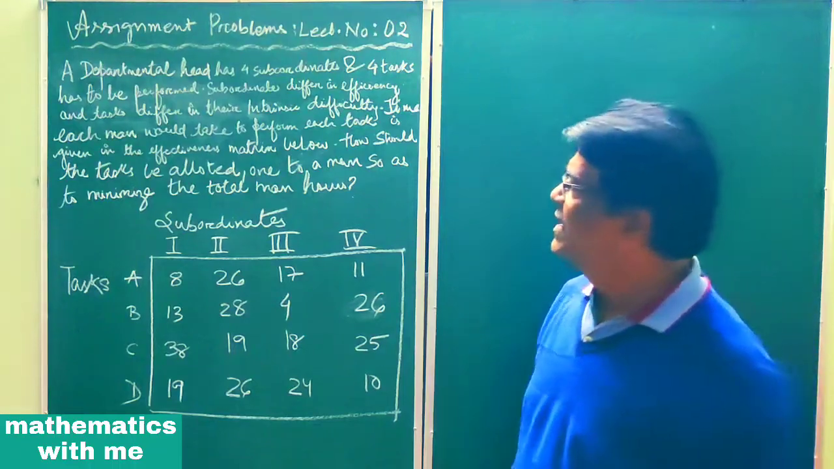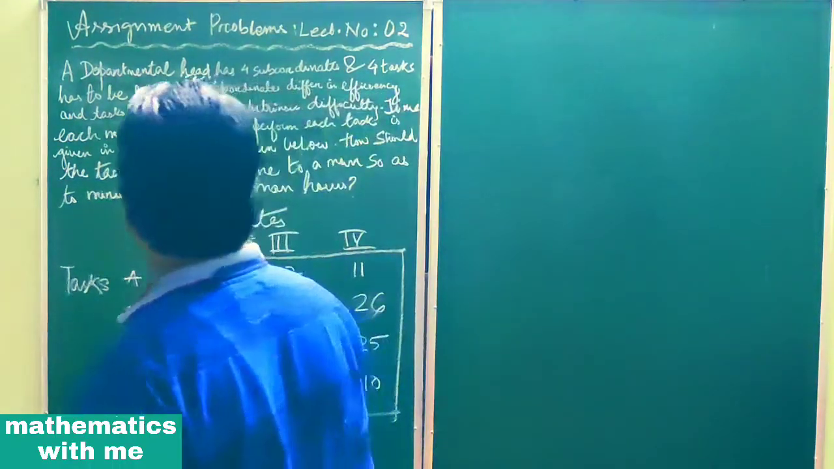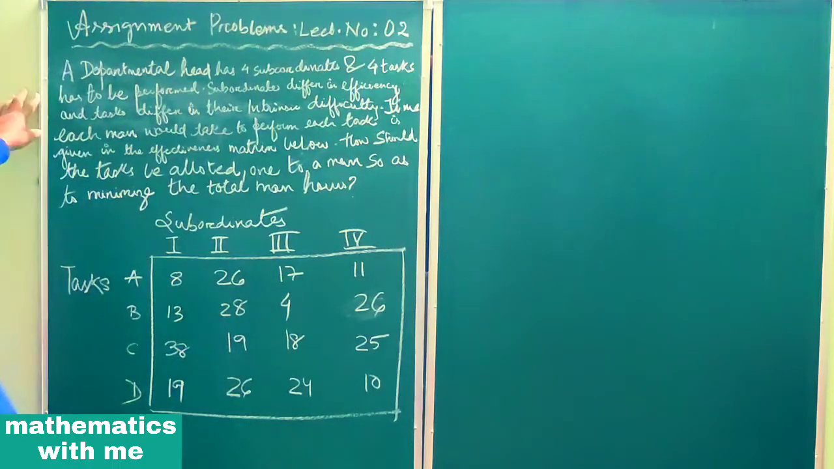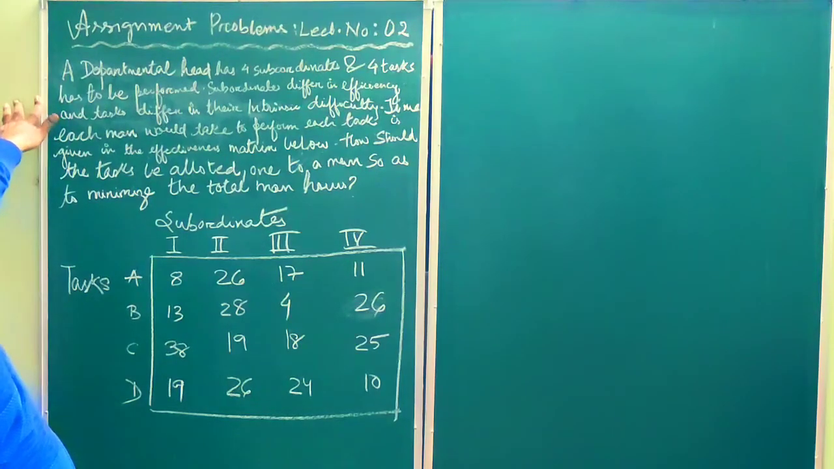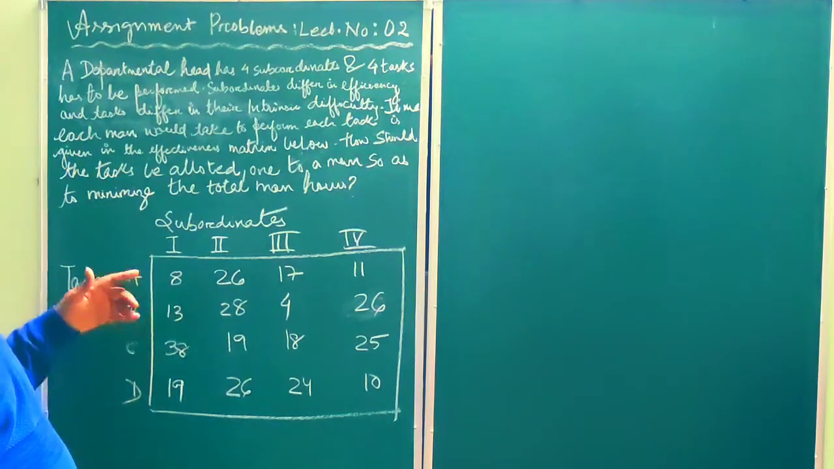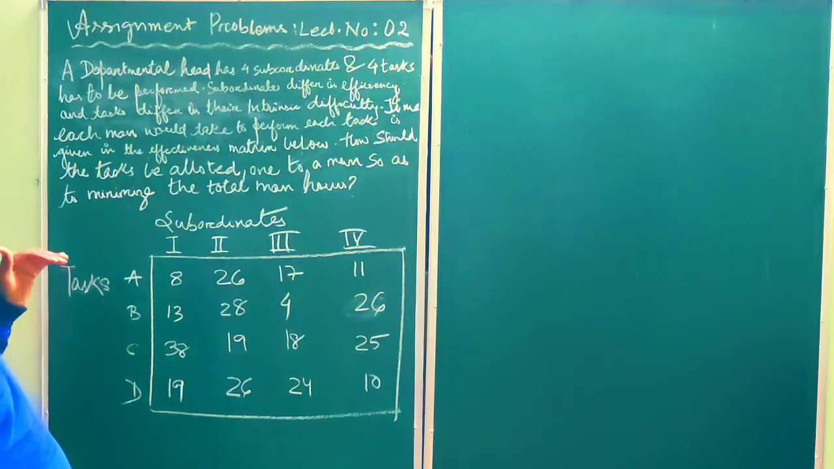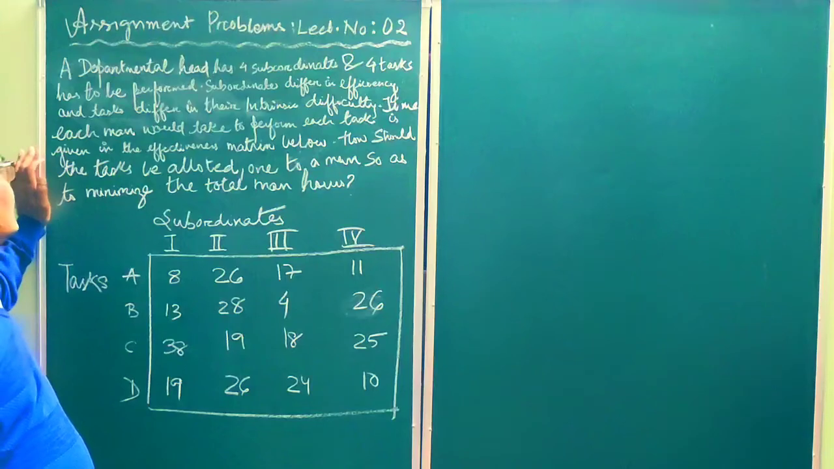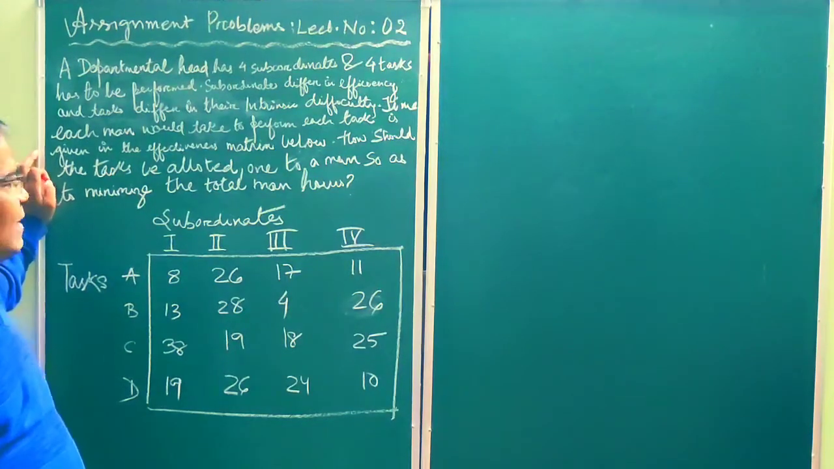So the question is, a departmental head has 4 subordinates and 4 tasks have to be performed. Subordinates differ in efficiency and the tasks differ in the intrinsic difficulty. Time each man would take to perform each task is given in the effectiveness matrix below. How should the tasks be allotted, one to a man, so as to minimize the total man hours?